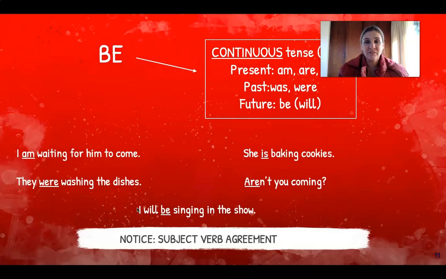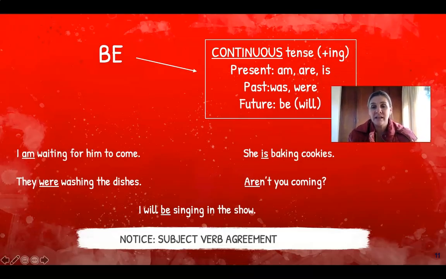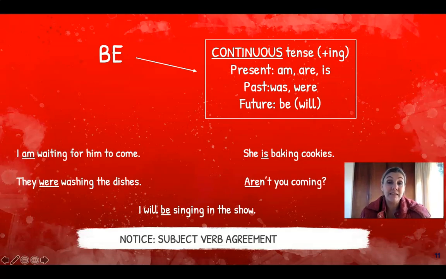Right. So let's now take a look at the auxiliary verb be. We use it in the continuous tense, and we will be doing a lesson on that, as I said. Continuous just means that something's happening at this time continually, so you have to add the word ing. In the present tense, be would be am, are, or is. In the past tense, it would be was or were. And in the future tense, it would be will be.